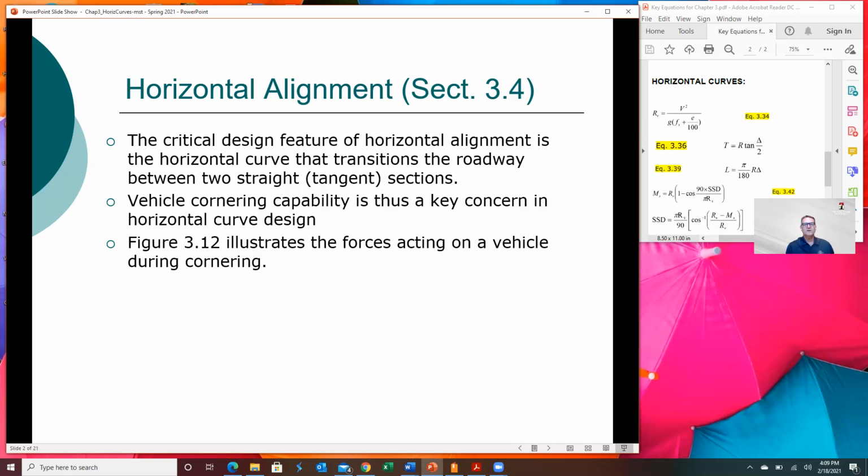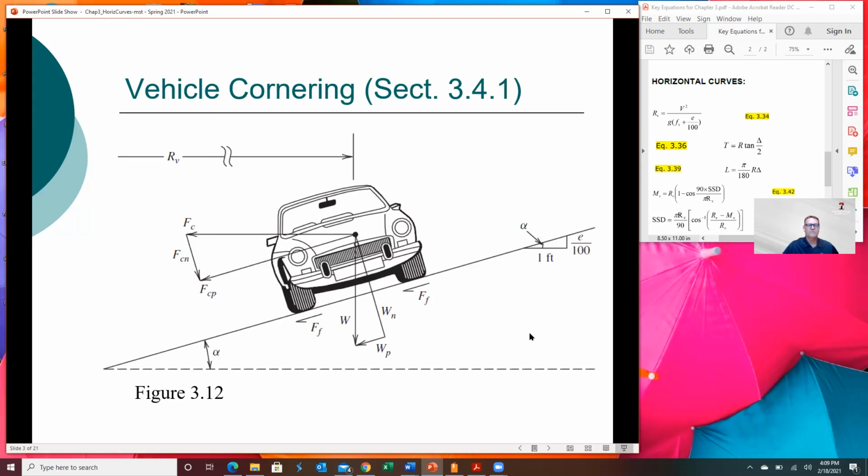And tight curves require lower speeds to negotiate them. That's just common sense. And so Figure 3-12 in your book is in the next slide, which is a vehicle cornering slide. And again, it's one of these diagrams that helps us understand the physical equations that are derived from it in order to calculate the design parameters of the highway. And in this case, this is cornering.